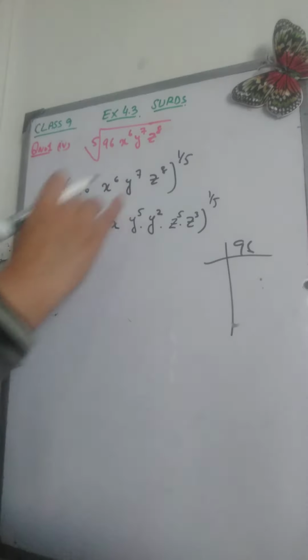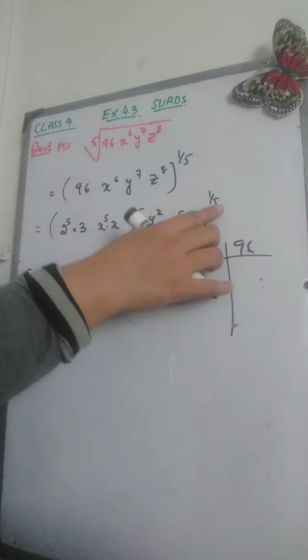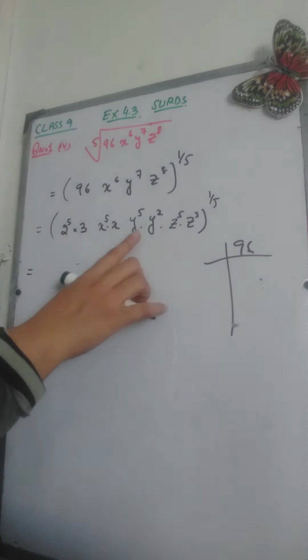After doing that, you are going to open this bracket. This power will be applied to each and every element over here. So it will be applied to 2 raised to power 5, okay, this number is divisible by 5, and to 3 raised to power 1 by 5. When it's applied to x raised to power 5, it will be 1 by 5, and when it is applied to x, we will get x raised to power 1 by 5. Over here, it will be applied to y, and then z raised to power 1 by 5, and after that z cube raised to power 1 by 5.